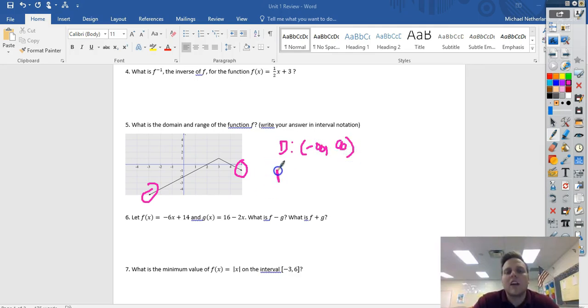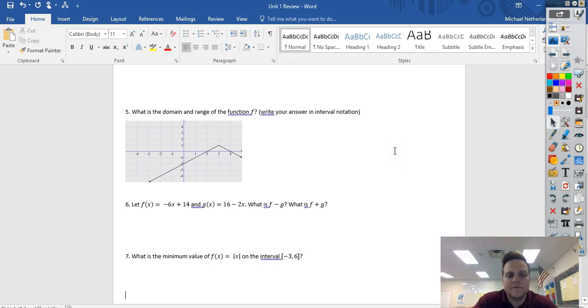And then the range is always lowest y value to highest y value. My lowest y value for this problem is arrows pointing down, which would be negative infinity. My highest y value for this problem is this point right here, which is a y value of 1. And then it gets a bracket because it's a closed circle. Okay, let's move on to problem number 6.